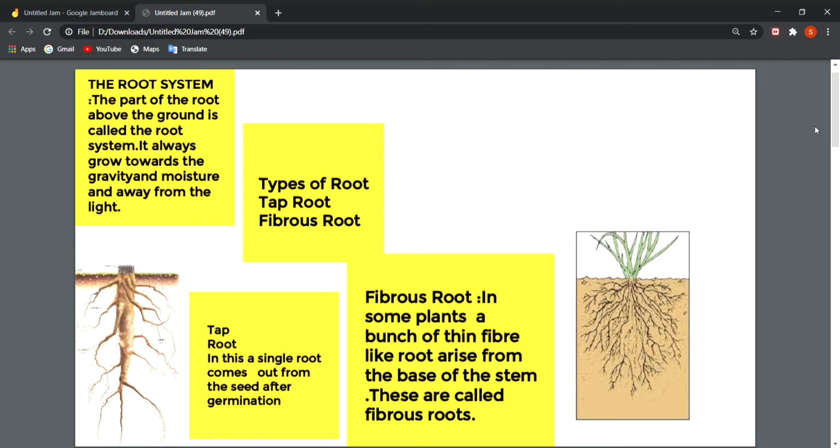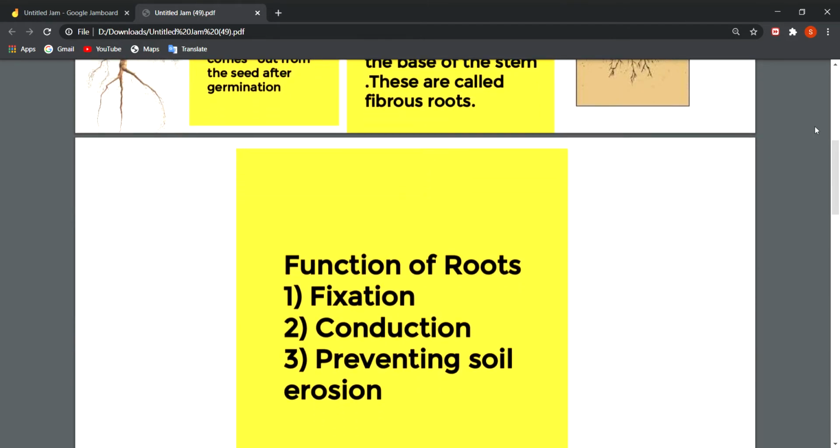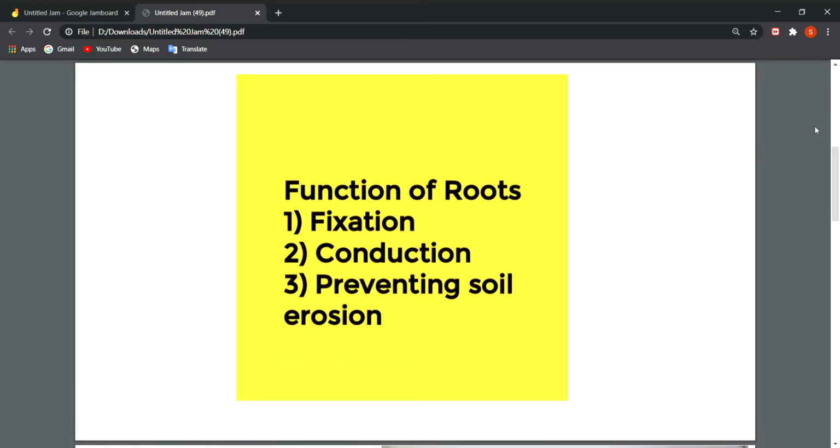Now we shall discuss the functions of the root. You know what is the primary function of the root? To absorb water from the soil. But there are other functions also. The main function is fixation. Roots spread into the ground and in the soil and hold the plants firmly. This prevents the plant from being pulled out easily or blown away by wind.